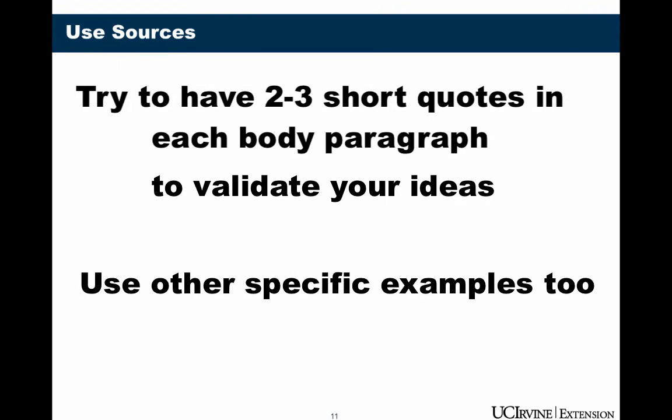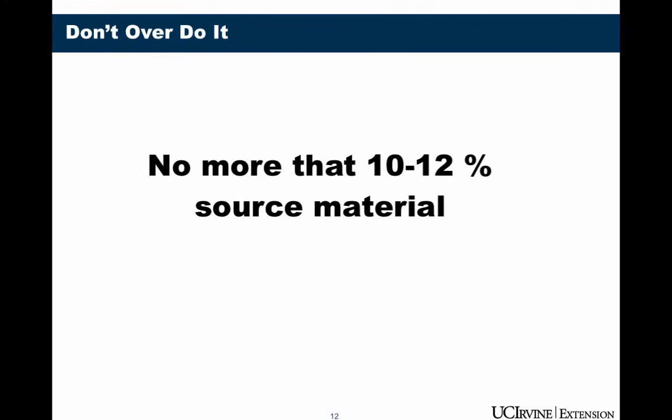So in your synthesis essay, try to have at least 2 quotes in each body paragraph. You also have to be careful not to have too many quotes in your essay. Generally speaking, an academic essay should not have more than about 10 or 12% source material. So you might have 2 or 3 short quotes in each paragraph.